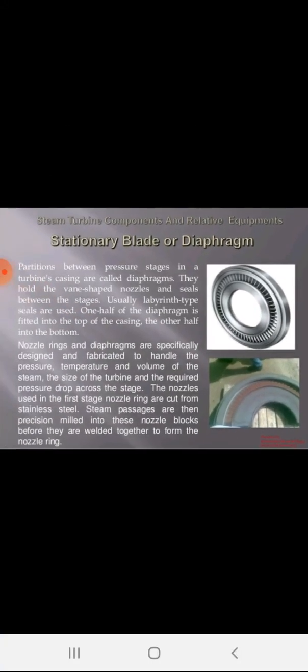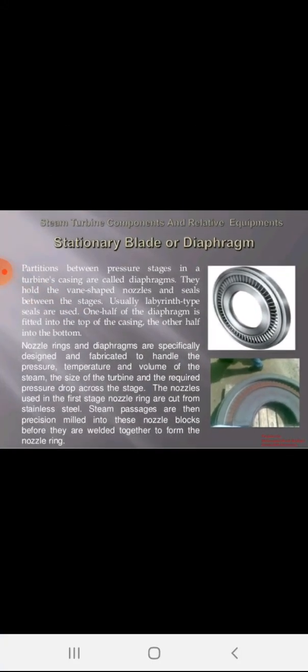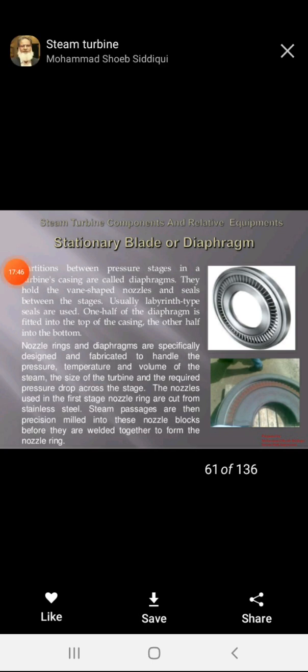In this method, the partitions between the pressure stages in the turbine casing are called diaphragms. They hold the nozzle and the seal between the stages. One half of the diaphragm is fitted into the top of the casing, the other into the bottom. Another is the bottom method.